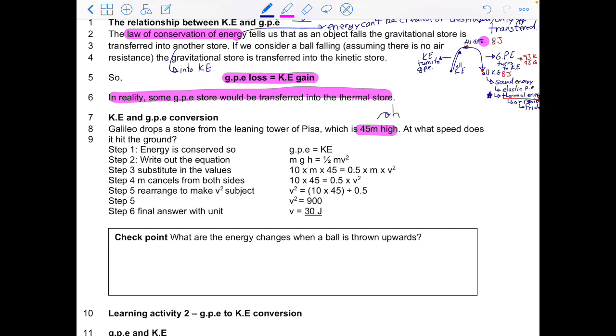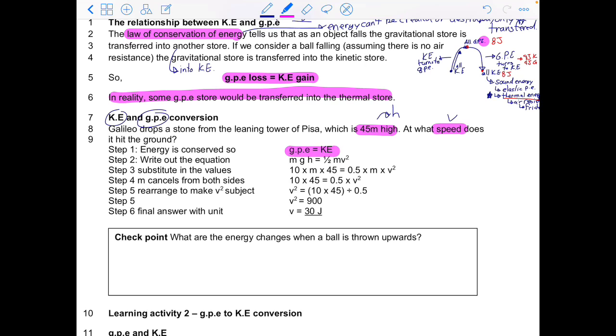At what speed does it hit the ground? So we're looking for our velocity. Okay? So it doesn't give us a lot of information here. We don't really know a lot about it. We actually have enough information to answer this question, because we know that it has kinetic energy, and gravitational potential energy. So the first thing we know is that the gravitational potential energy is equal to the kinetic energy.